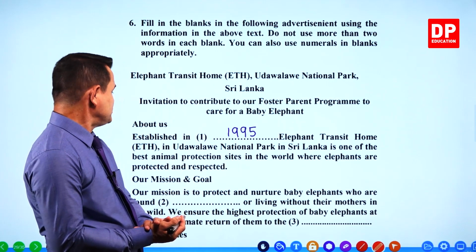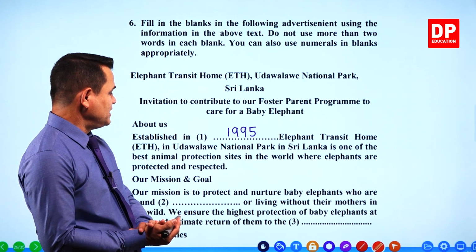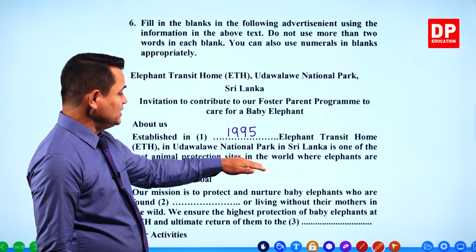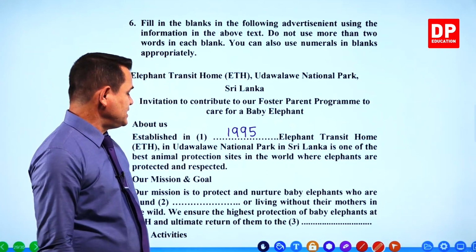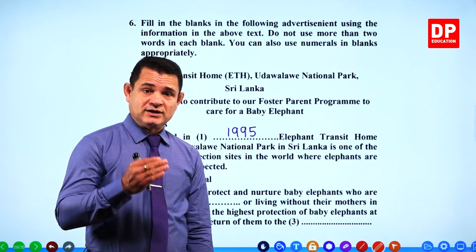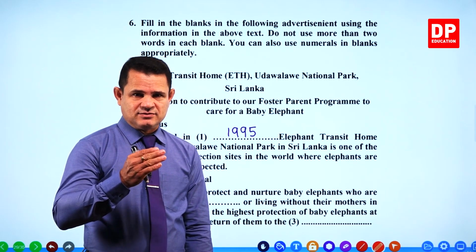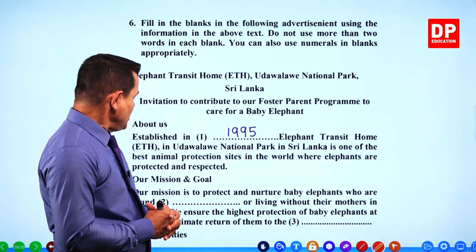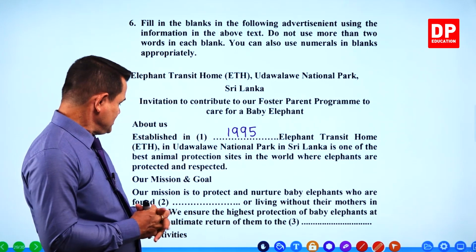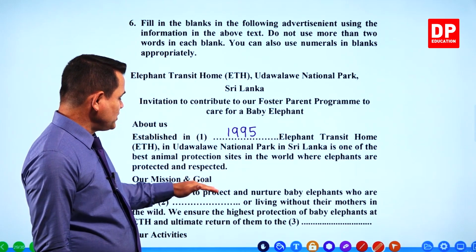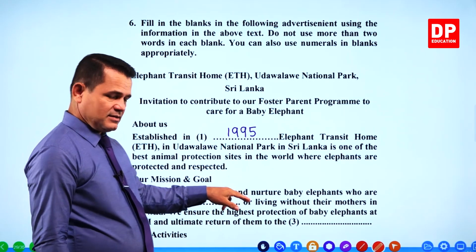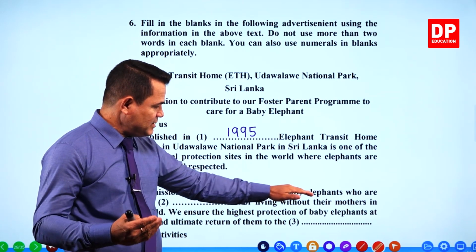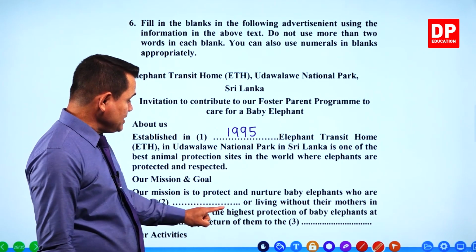Elephant Transit Home, ETH in Udawalawa National Park in Sri Lanka is one of the best animal protection sites in the world where elephants are protected and respected. Elephants are protected and respected. Our mission and goal. Our mission is to protect and nurture baby elephants who are found blank or living without their mothers.